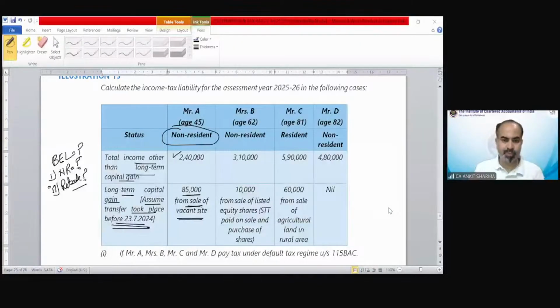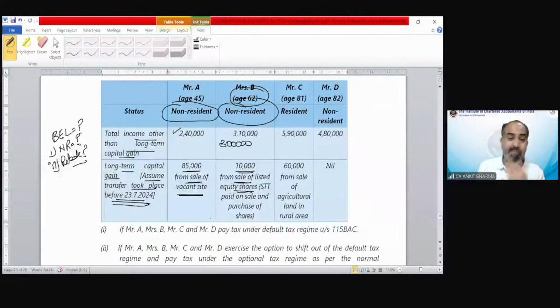Now question number 2. Mr. B, age 62 years, non-resident. So again, the basic exemption limit would be 3 lakh, and rebate would not be allowed. Now the question says 10,000 from sale of listed equity shares, STT paid on sale and purchase of shares. That means long-term asset, so it is a section 112A case.